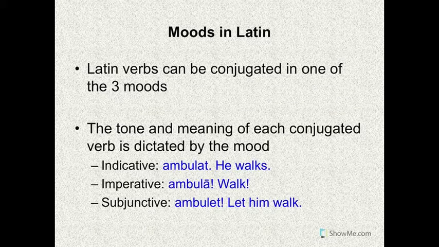Let's do some reminders and recap. Latin verbs can be conjugated into any one of the three moods, and the tone and meaning of each conjugated verb is dictated by the mood. Here are some examples. For the indicative, we have ambulat, he walks. For the imperative, ambula, walk. And for the subjunctive, ambulet, let him walk.